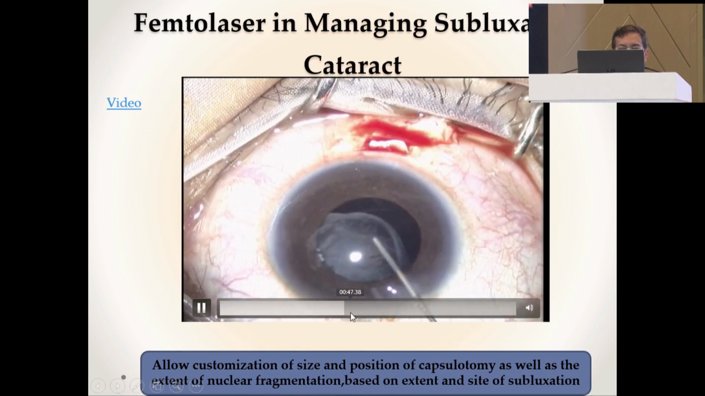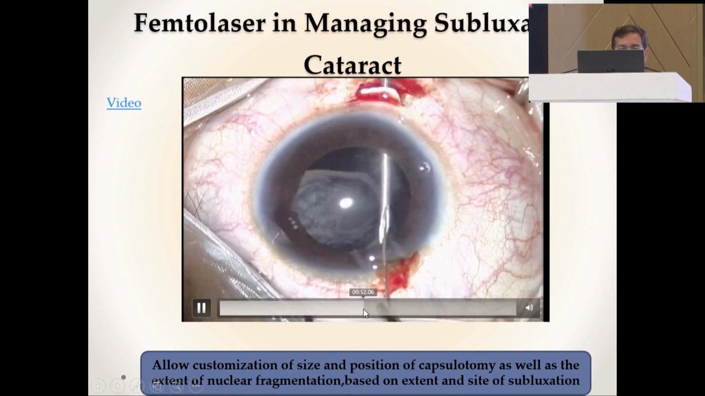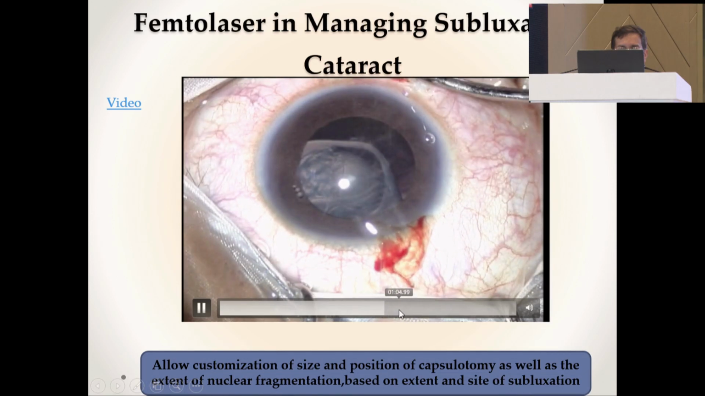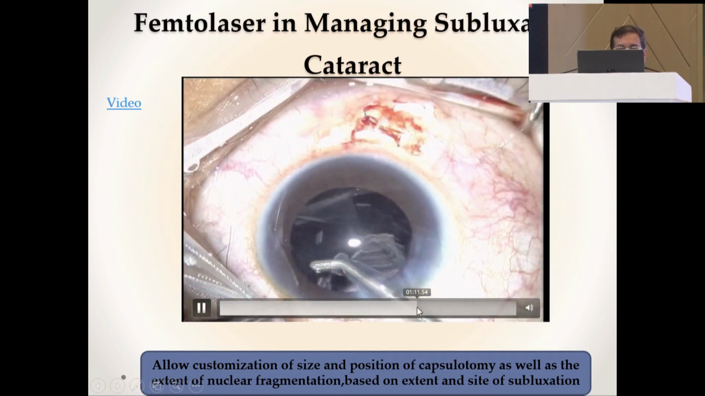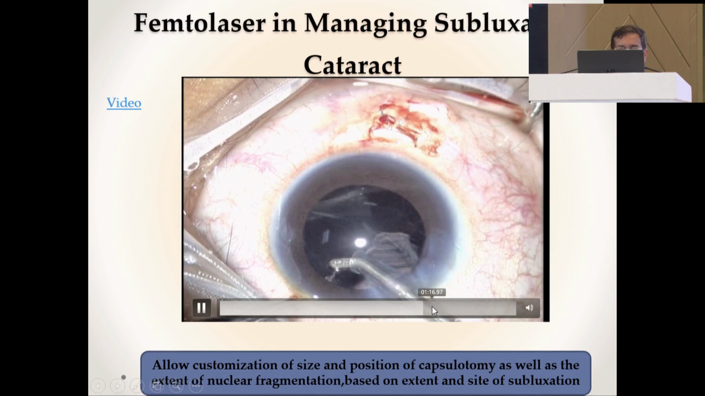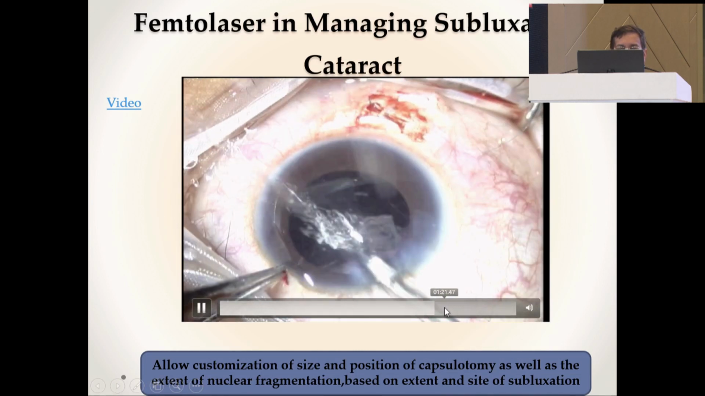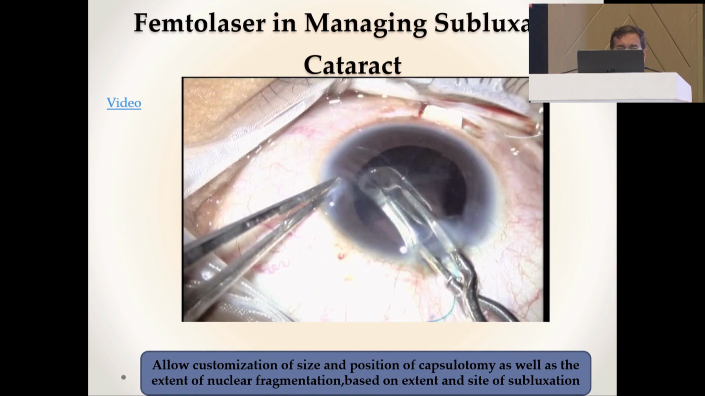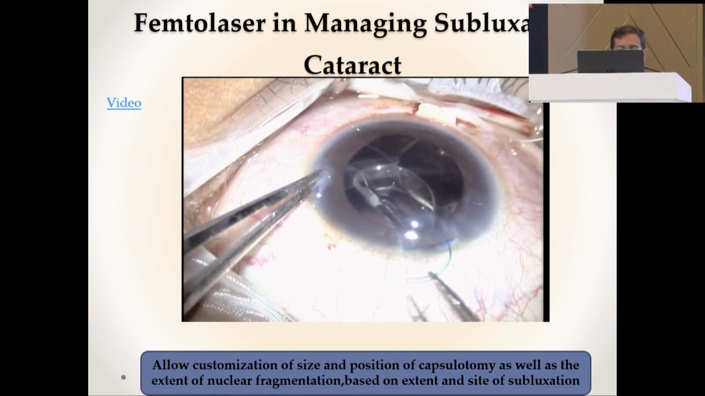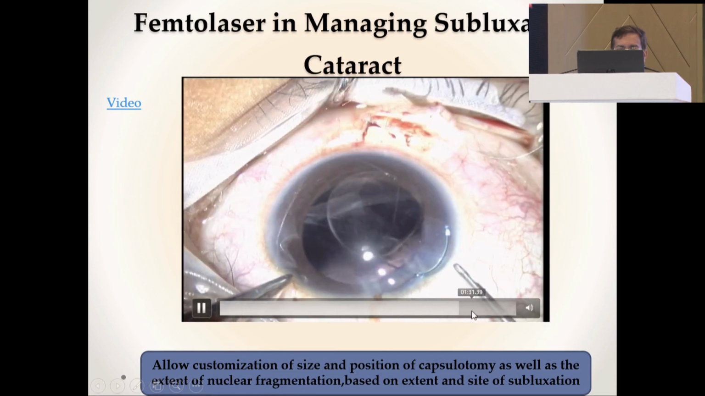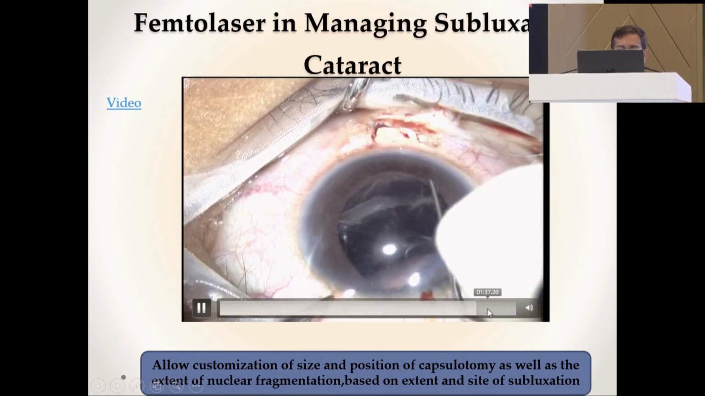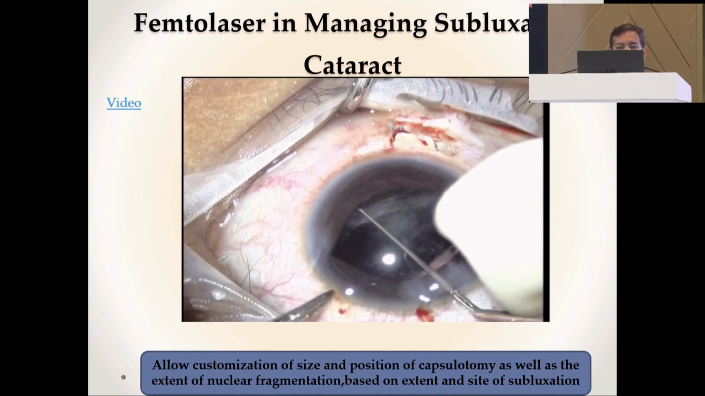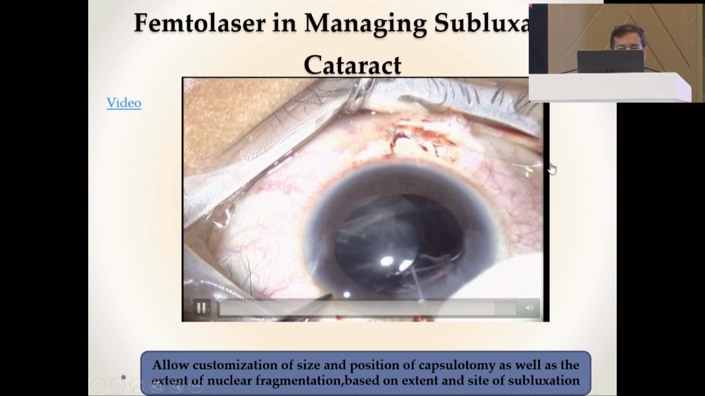Because we have a good capsular axis with the help of the femto, we make a scleral flap and suture the CTR. I am just fast forwarding. This is one of the great advantages of the femto laser, doing the rexis in a subluxated cataract. Once your capsular bag is in position, you can put the lens in the bag, in the sulcus, or over the capsule.